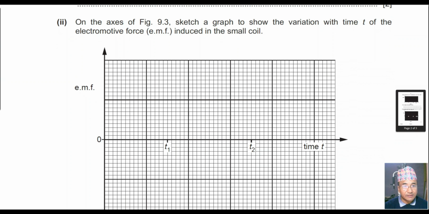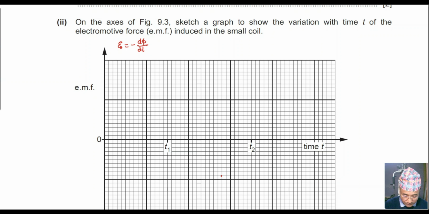It says, on the axis of 9.3, sketch a graph to show the variation with time t of the electromotive force EMF induced in the small coil. So we have to go for the graph of EMF. Now we have to remember that this EMF is equal to minus d phi by dt. It is equal to the negative rate of change of magnetic flux linked to the coil or incident on the coil. And this phi is equal to B into A. Since it is perpendicular, I can avoid the factor cos something. So it's just B into A.